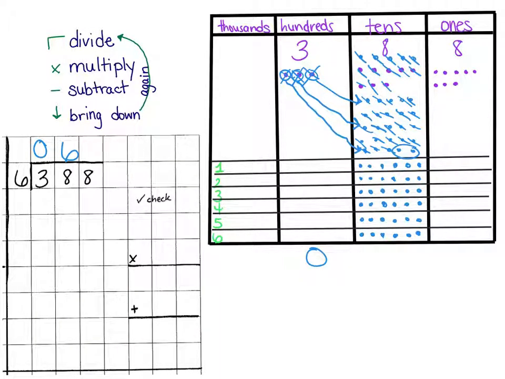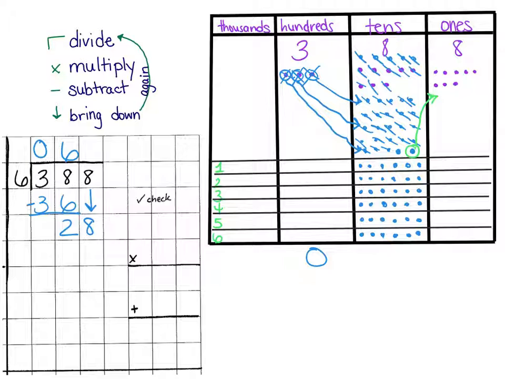6 times 6 is 36, because our next step is multiplication. Then we have subtract next, and we get 2 because we already know we have 2 left over. We bring down the 8, and when we bring down the 8, that's the same as making these 2 tens into 20 ones.